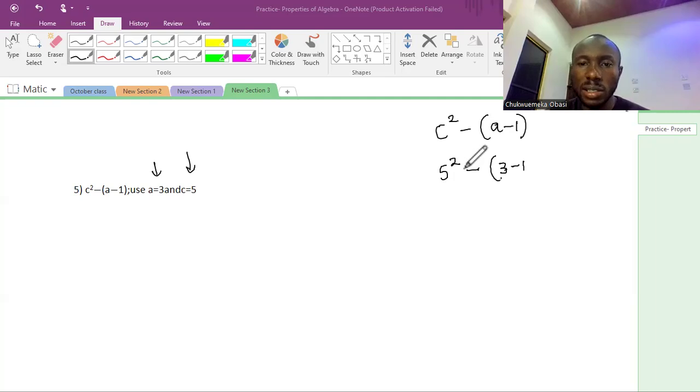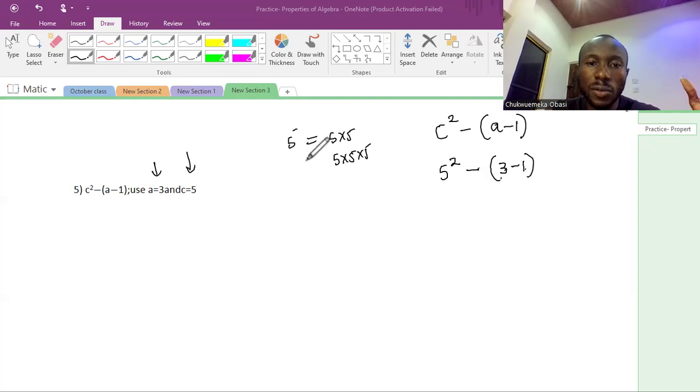This is quite easy, right? So what is 5 squared? It's just 5 times 5, not 5 times 2, please. 5 squared is 5 times 5. What is 5 cubed? That is 5 times 5 times 5. So this is 5 squared and this is 5 cubed. You can go on and on like that. So 5 squared is 5 times 5, and 5 times 5 will give us 25.